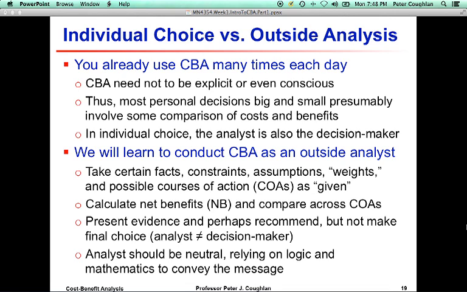And then you ultimately, as an analyst, will present the evidence and perhaps even recommend a course of action, but you're not actually making the final choice. So in this case, the analyst is not the decision maker, right? And so as an analyst, you should be neutral, relying only on logic and mathematics to convey the message, right? You shouldn't have a bias one way or the other. That's part of the point: the cost-benefit analyst brings a hopefully objective view to a decision that the decision maker, him or herself, might not be able to have, an outside, disinterested third-party perspective.